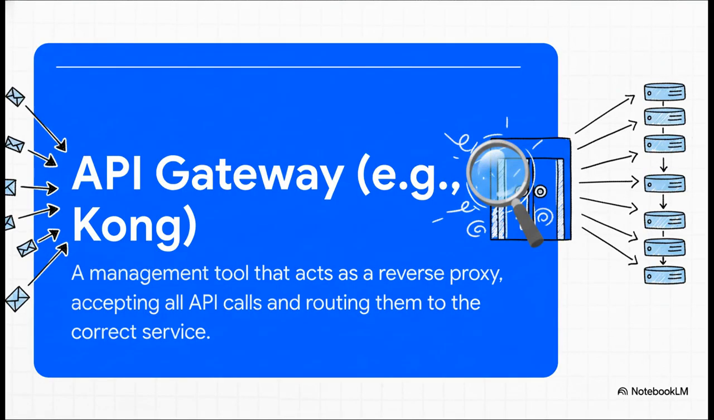So, what exactly is an API gateway? Well, you can think of it as a traffic controller or a reverse proxy that sits right in front of all your microservices. It's the single point that accepts every incoming API call, and then it figures out where to send it. It's basically the front desk for your entire application.